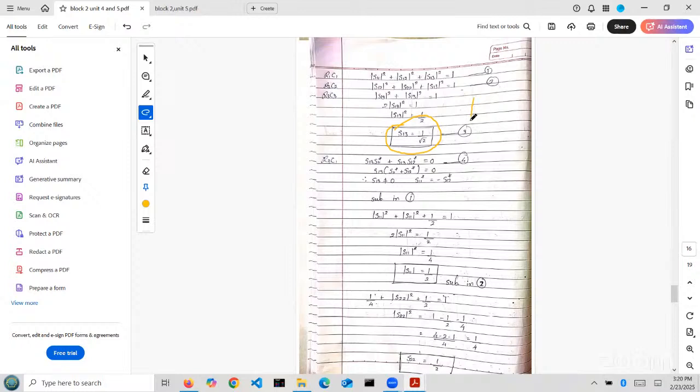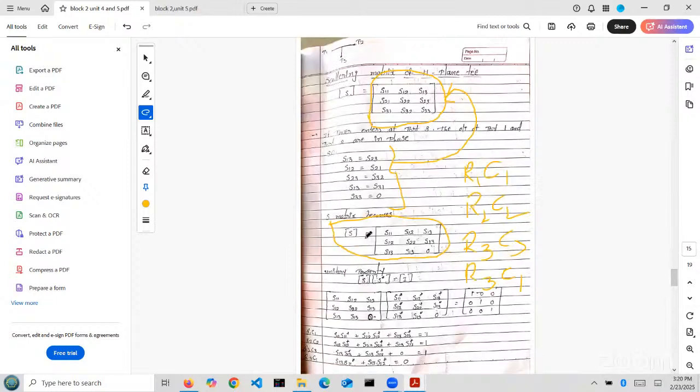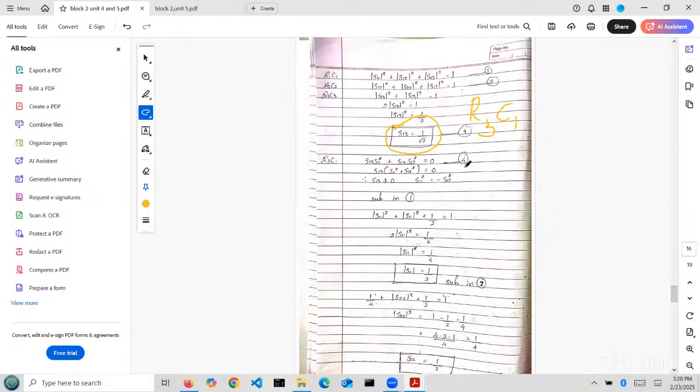What is the other multiplication combination? Which one am I taking? Row 3, column 1. Take the row 3 and column 1 multiplication, from the previous matrix. What is row 3? Row 3 is S13, S13, 0. What is column 1? S11 star, S12 star, S13 star. The third term becomes 0 because 0 into S13 star is 0. So we are getting only 2 terms, and those 2 terms are equation number 4.